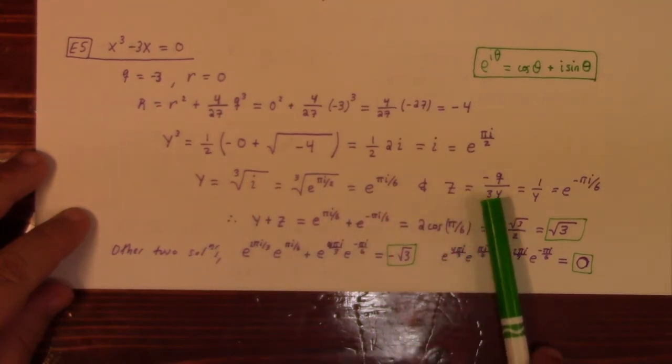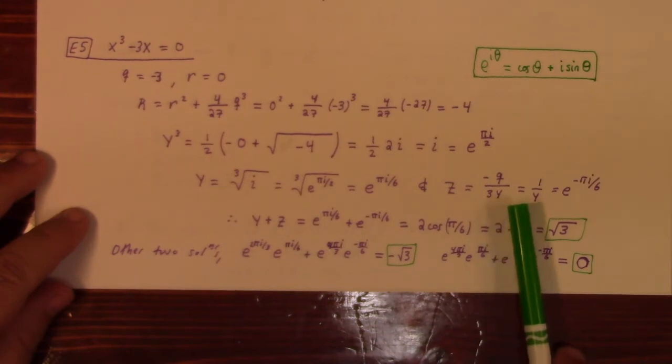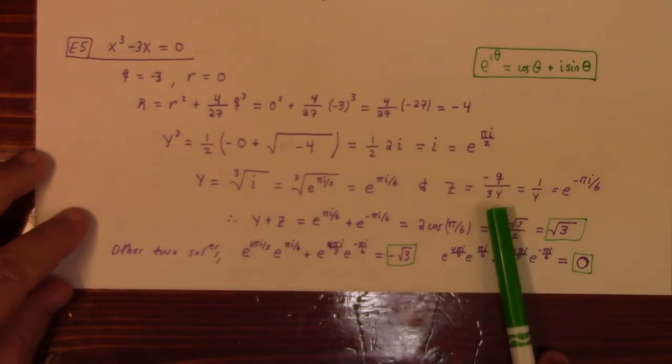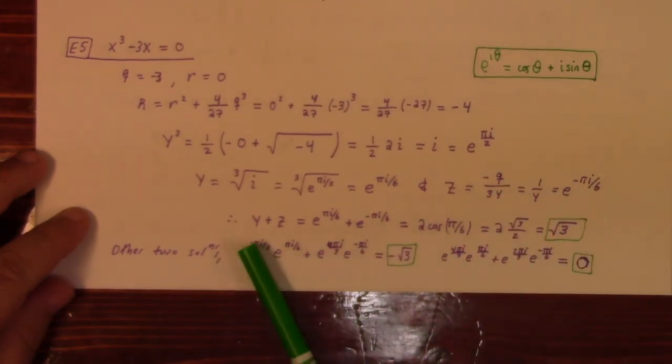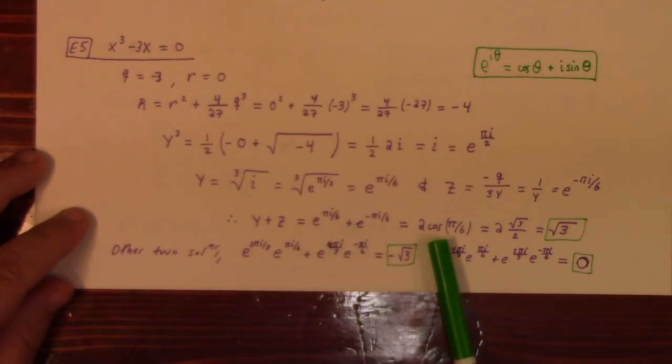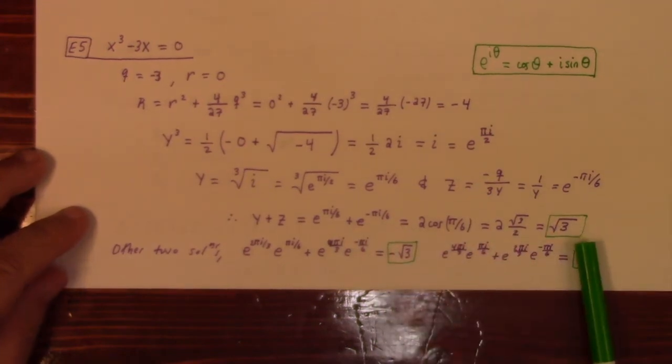Once I've got my y, I get my z from minus q over 3y, which is, remember, q is minus 3, so minus 3 minus minus 3 over 3 is 1. 1 over y is e to the minus pi i over 6. So y plus z gives me that plus that, which is, by the way, 2 times the cosine of pi over 6, which is the square root of 3.